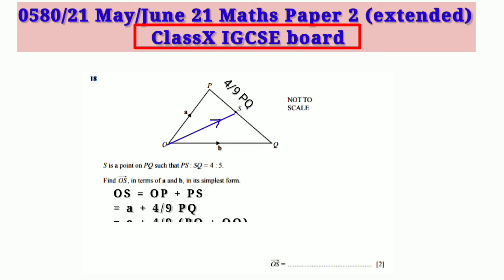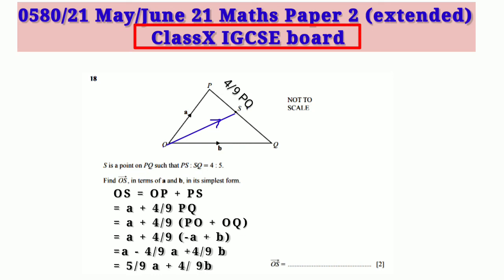So a plus 4 by 9, but PQ is equal to PO plus OQ. Given OP is a, so PO we will write as minus a and OQ is b. So we have a plus 4 by 9 in bracket minus a plus b. We'll multiply the bracket by 4 by 9. We have a minus 4 by 9 a plus 4 by 9 b, which on calculation gives us 5 by 9 a plus 4 by 9 b. OS we are getting as 5 by 9 a plus 4 by 9 b.